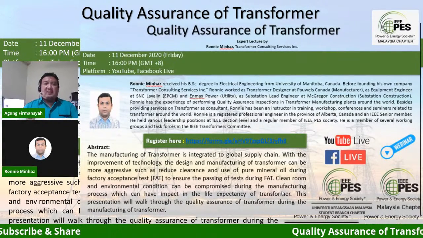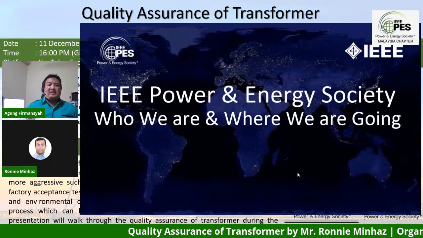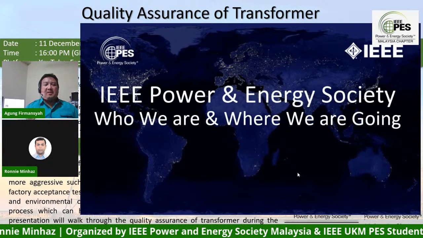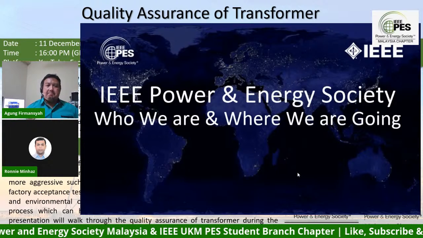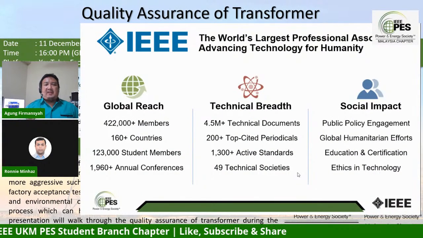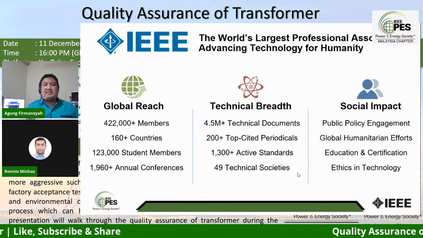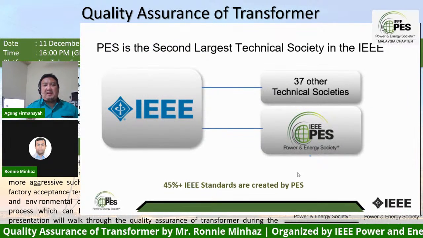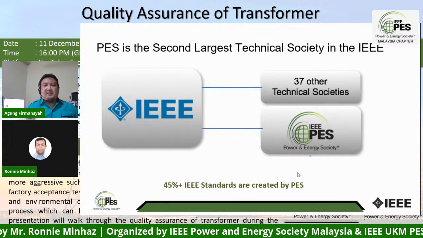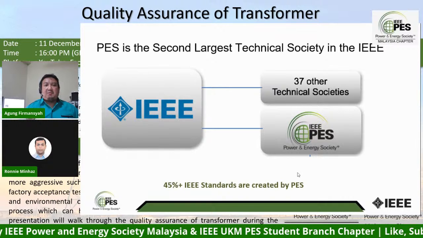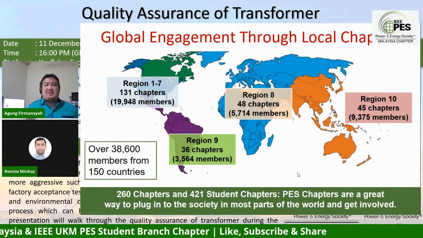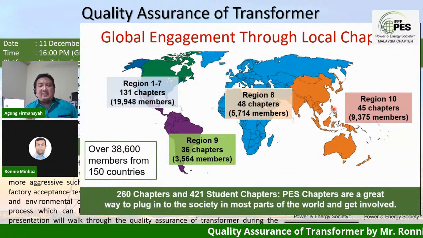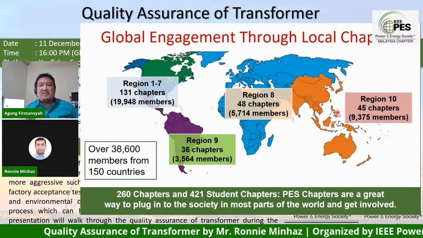Before I pass the presentation to Ronnie, I would like to take this opportunity to briefly introduce the IEEE Power and Energy Society, about who we are and where we are going. Basically, IEEE is the world's largest professional association advancing technology for humanity. There are 37 technical societies in IEEE, and IEEE PES is one of them. IEEE Malaysia is under Region 10, the Asia Pacific region.